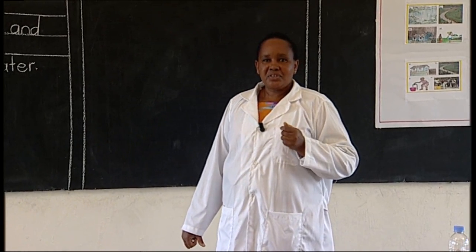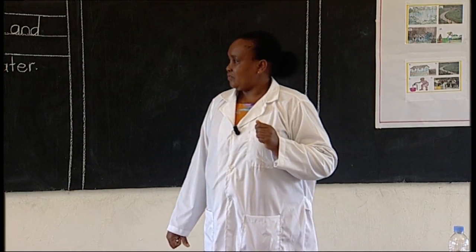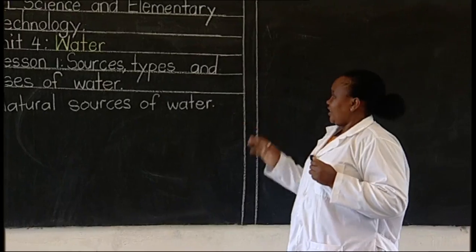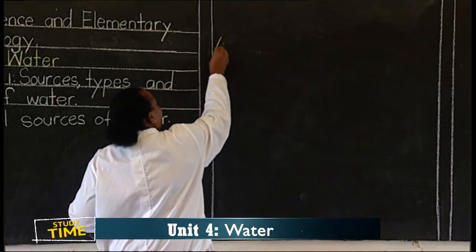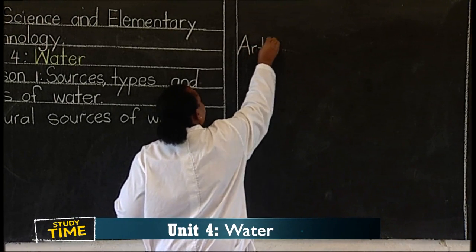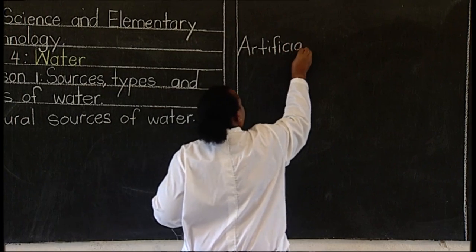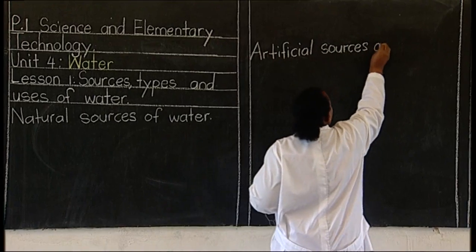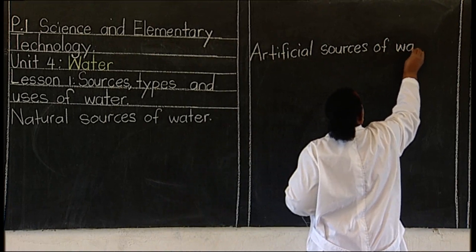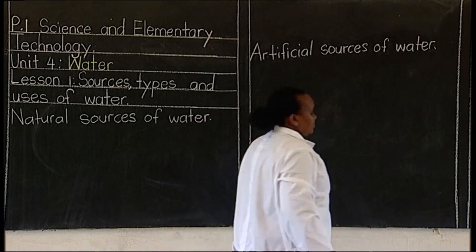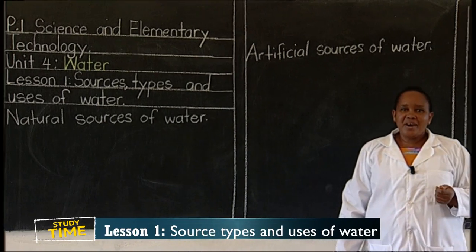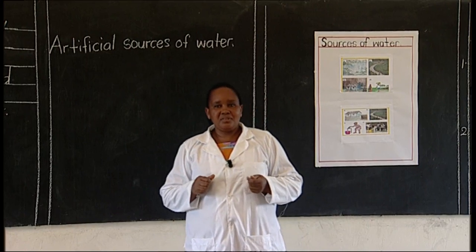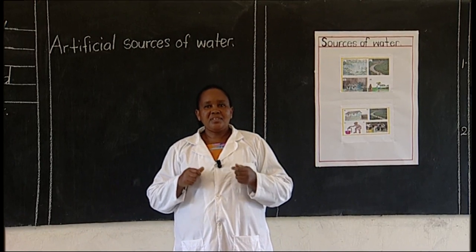Another group is called artificial sources of water. I'm not going to write it down here, because here we are going to write those sources which are natural. The ones which are artificial are going to be here. Artificial sources of water. These artificial sources of water are the ones which are made by man. A person is the one that makes those sources of water. We go and get water from those places.